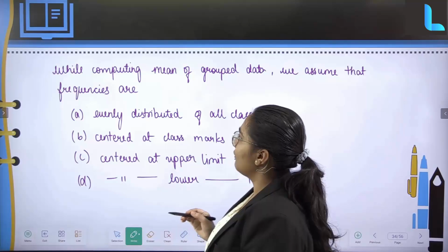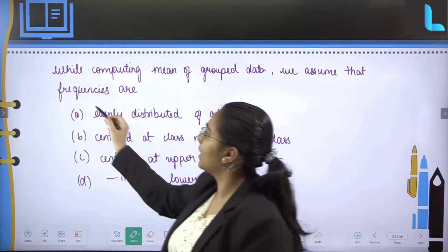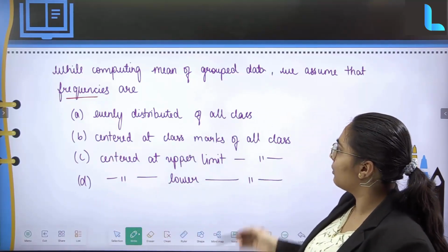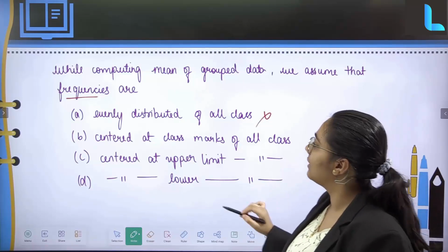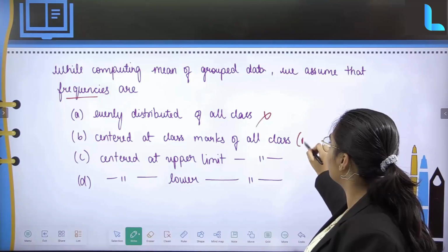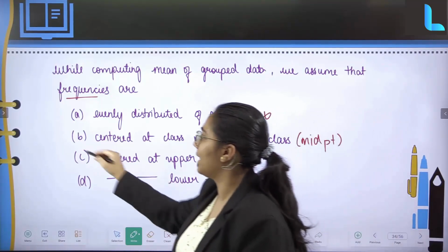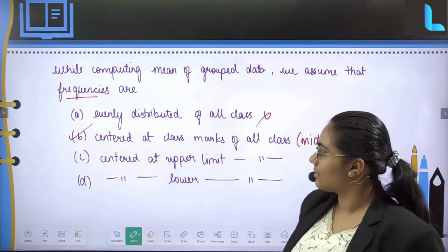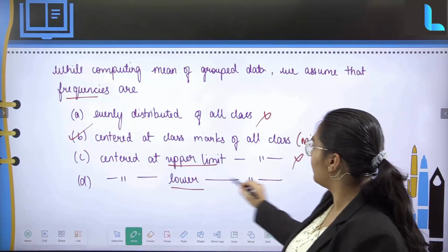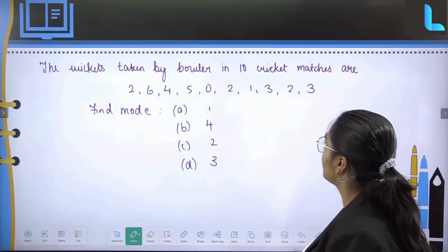The next question: while computing mean of grouped data, we assume that the frequencies are what? There are basically 4 options. Evenly distributed over all classes? No. Centered at mid marks of all classes; basically the midpoint value is what we consider. That is what they have said, so the appropriate answer would be this. Centered at upper limit? Definitely not. Lower limit? Again not. So the appropriate option is option B.